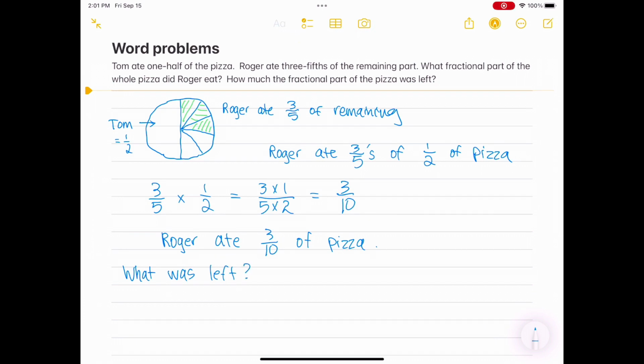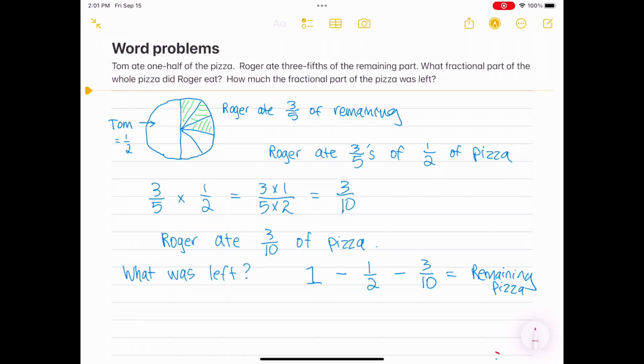And the second question is how much of the fractional part of the pizza was left? So we need to do the subtraction, which would be 1 whole pizza minus 1/2 of the pizza that Tom ate minus 3/10 of the pizza that Roger ate. To solve the equation 1 minus 1/2 minus 3/10, we need to use a common denominator for those three numbers. The lowest common denominator for 2 and 10 is 10.